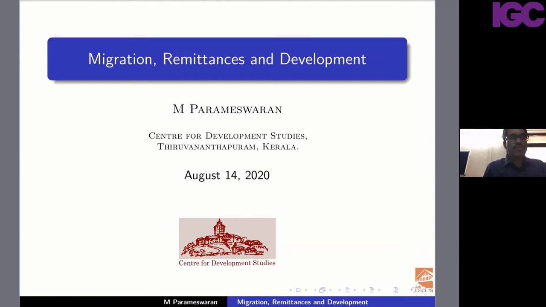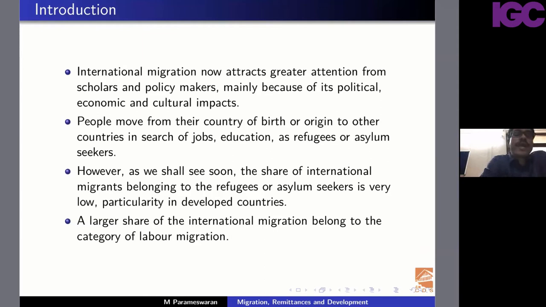So now, coming to migration: people migrate from their countries of birth or origin for various reasons, for getting better jobs, for having higher education. It's also not a recent phenomenon that people move as refugees or asylum seekers because of tension in their own country, like civil war, famine, or religious persecution, all these things.